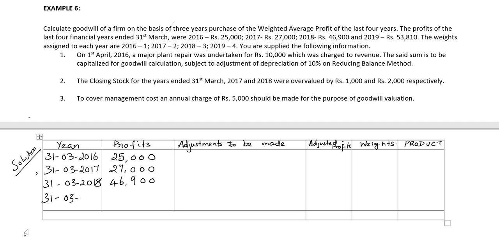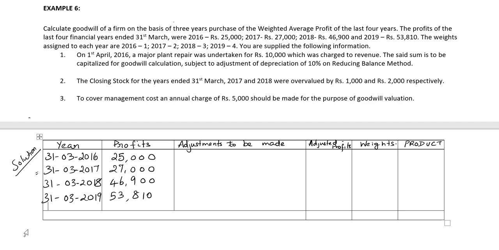And for 31/3/2019, profits are 53,810. We'll begin with the first point.